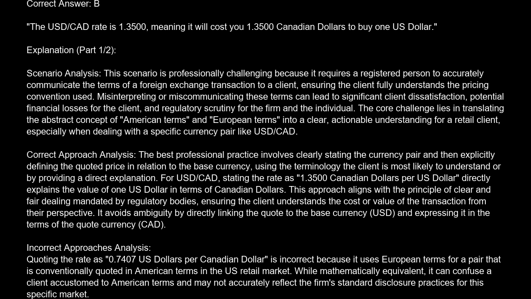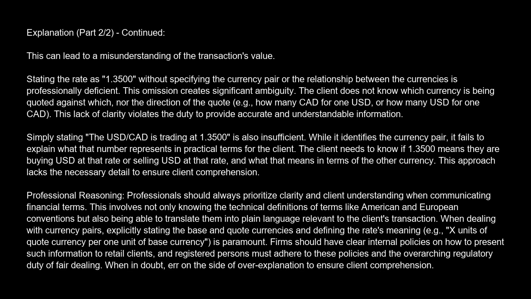While mathematically equivalent, it can confuse a client accustomed to American terms and may not accurately reflect the firm's standard disclosure practices for this specific market. This can lead to a misunderstanding of the transaction's value. Stating the rate as 1.3500 without specifying the currency pair or the relationship between the currencies is professionally deficient. This omission creates significant ambiguity.